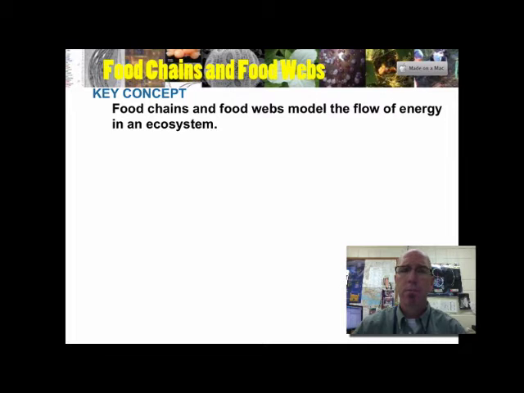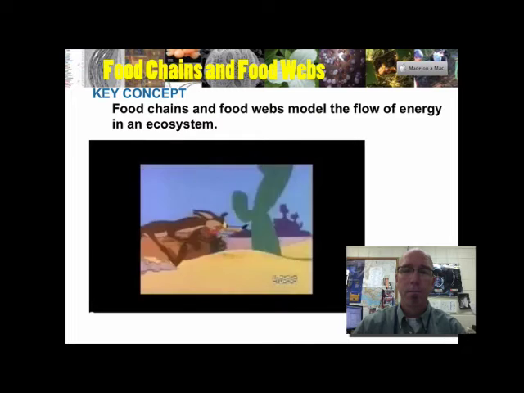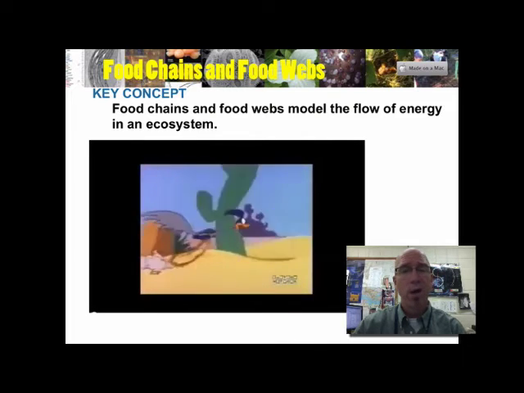This screencast is about food chains and food webs, and in particular, the flow of energy through those food chains and food webs. So here's a typical predator-prey relationship: Wile E. Coyote and Mr. Roadrunner. Why is the coyote chasing the roadrunner? It's all about the energy. We might think it's food, but it's really about the energy.